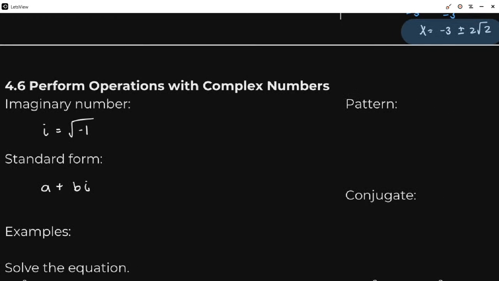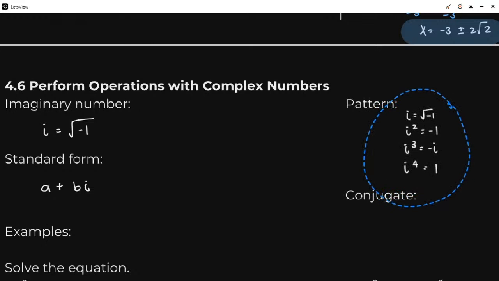The pattern for i is i equals square root of -1. So i squared will equal -1. i cubed will equal negative square root of -1, or -i. Let me rewrite that. -i. And then i to the fourth will equal +1.